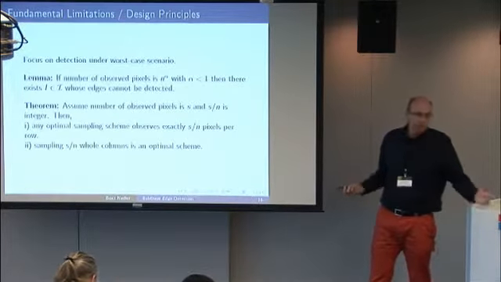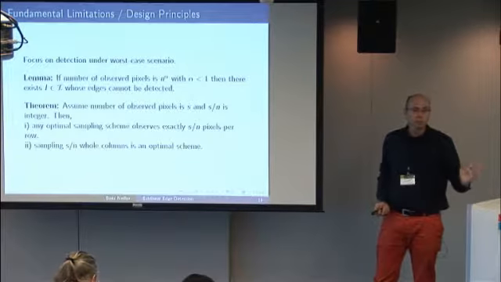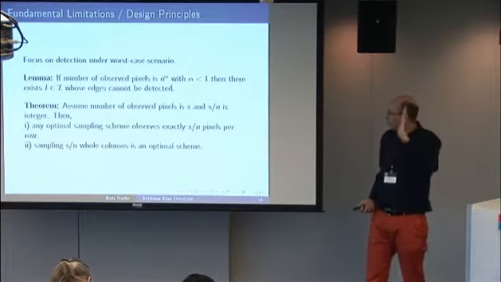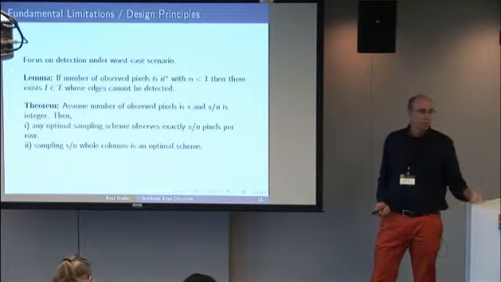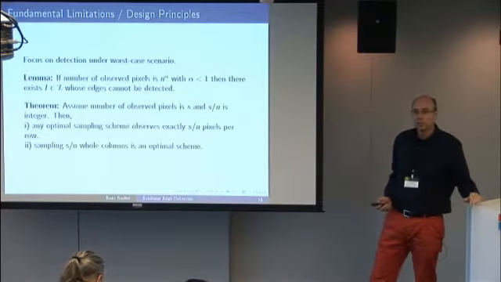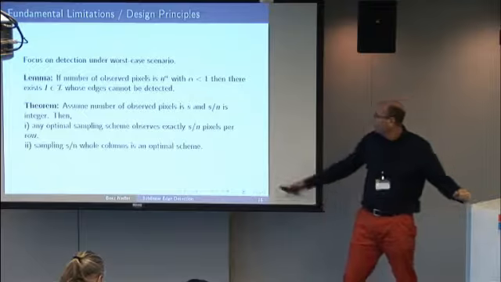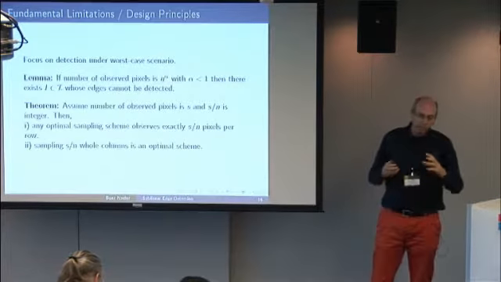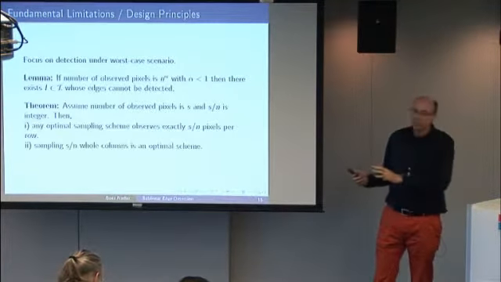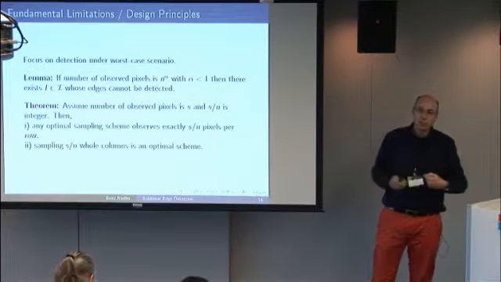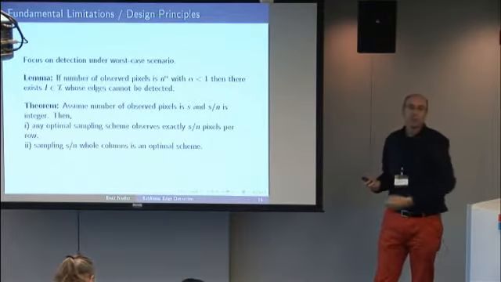And in particular, if you decide just to sample whole columns, this is an optimal sampling scheme for the class of images I had before. Okay? And this is very attractive because this is going to the practical side. Fetching contiguous columns from memory is fast.